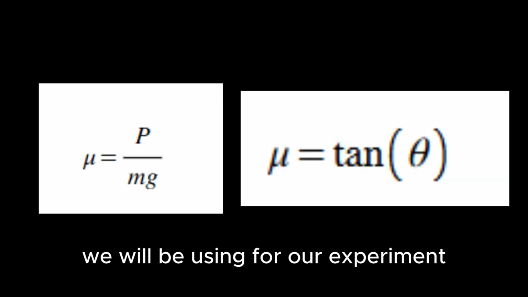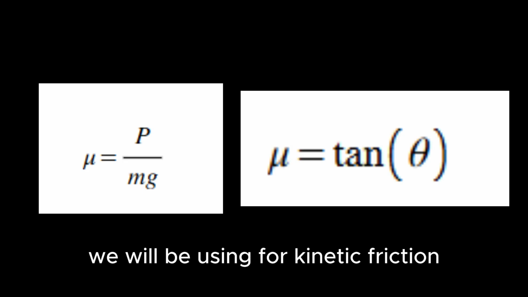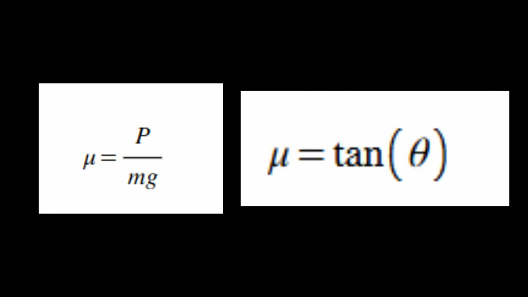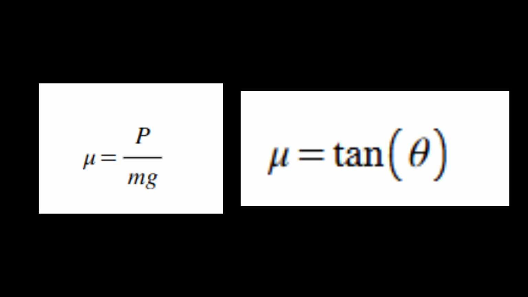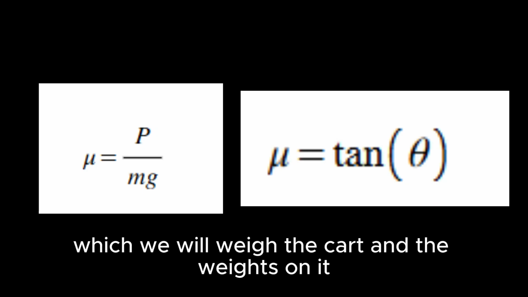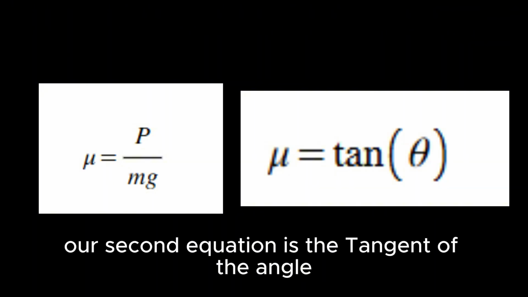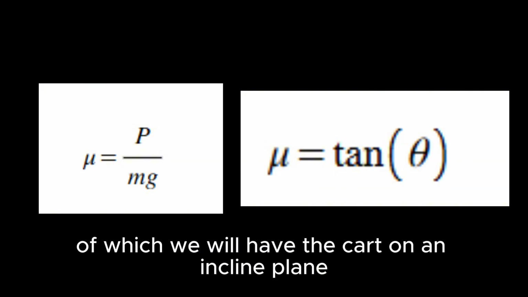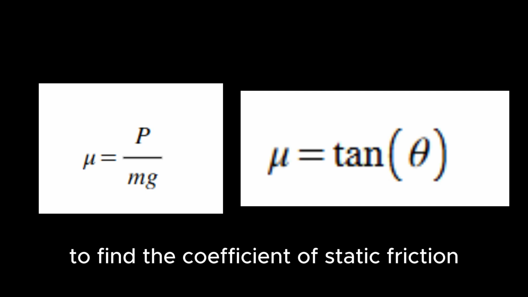These are the 2 equations we will be using for our experiment. The one on the left we will be using for kinetic friction, with the P being the force of it being pushed, what the graph shows us, over mg, which we will get by weighing the cart and the weights on it and multiplying that by gravity. Our second equation is the tangent of the angle, for which we will have the cart on an inclined plane. We will use that to find the coefficient of static friction.